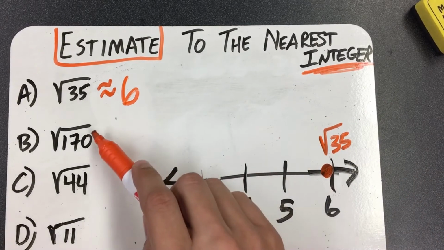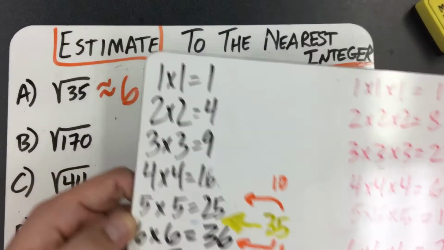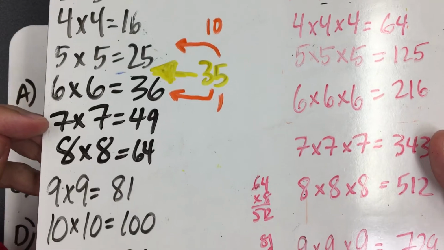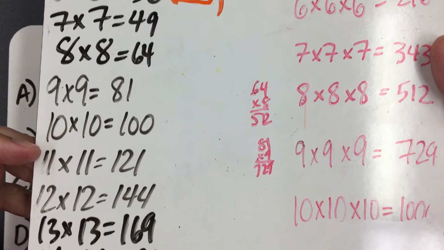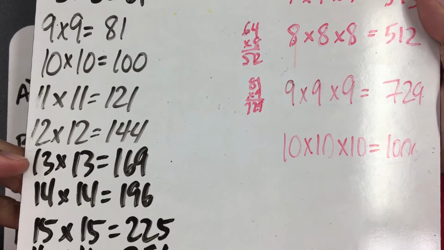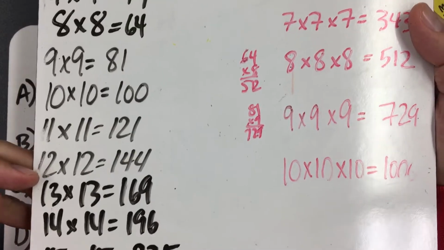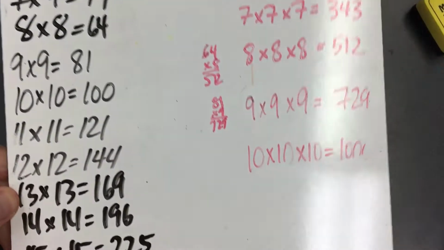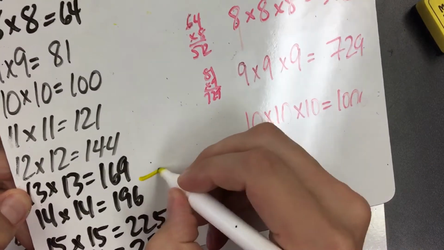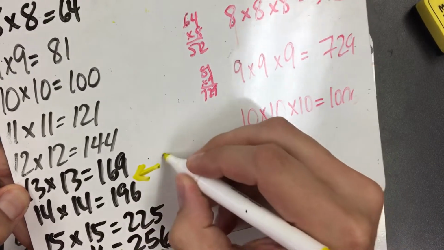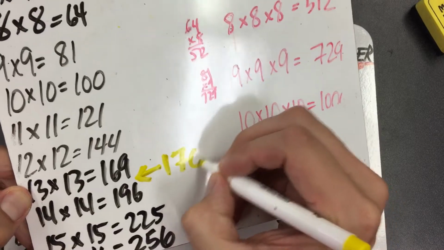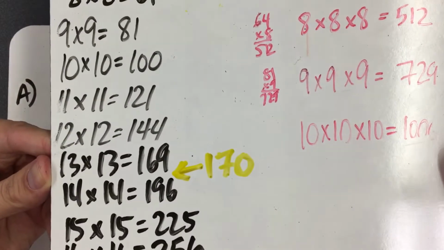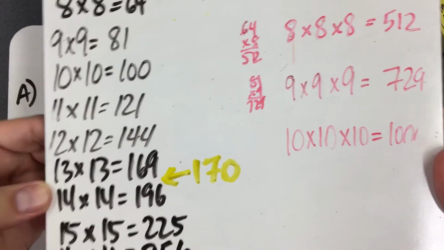The next one says 170. All right, I've got my little cheat sheet here. I'm going to just go, where do I find 170? 170 is bigger than 10 times 10. Okay, it's right in here, right? 12 times 12 is 144. Okay, 13 times 13 is 169. And this is 170, so it's just a little bit bigger. It's just one number bigger than 13 times 13, isn't it? 170 is bigger than 13 times 13, but just barely, right?